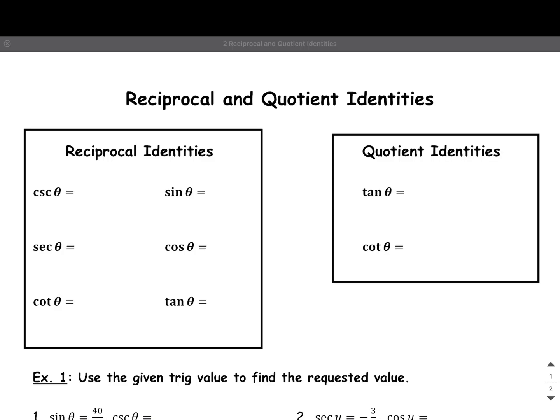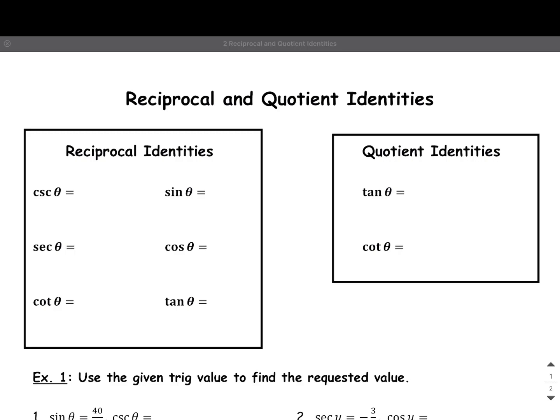Hi guys, so today we're going to look at some trig, reciprocal, and quotient identities. Now reciprocal means we flip it, as in a fraction: 1/2 and 2/1, 2/3 and 3/2. Those are examples of reciprocals. There are three functions that are called the reciprocal functions.